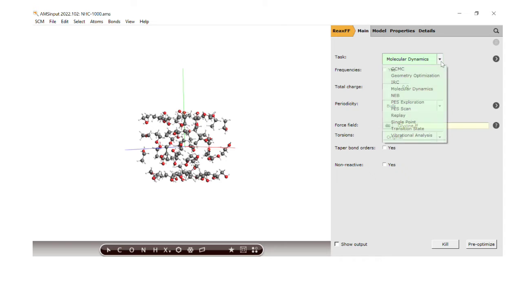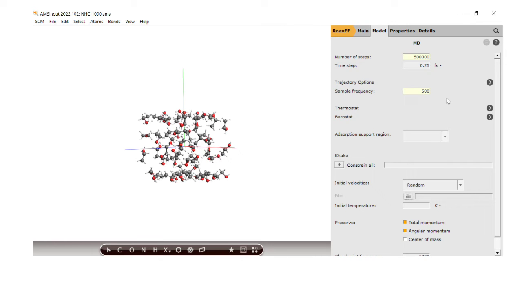I'm going to run a molecular dynamics simulation with the ReaxFF force field, but any other AMS engine, be it ADF, machine learning potentials or something else, will work in the same vein. This is the settings panel for the MD driver.